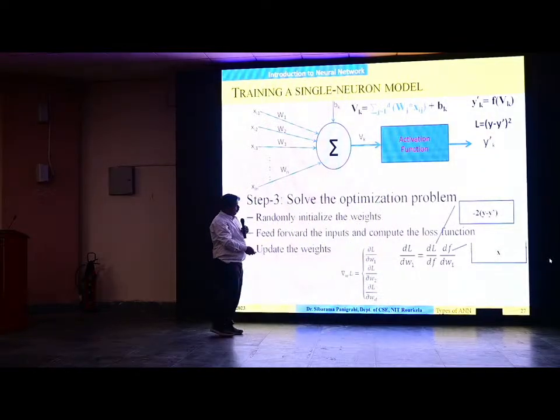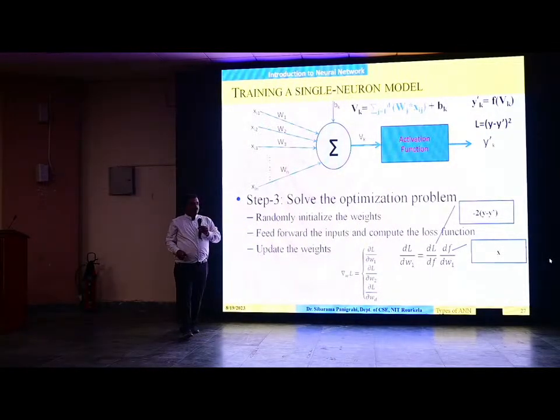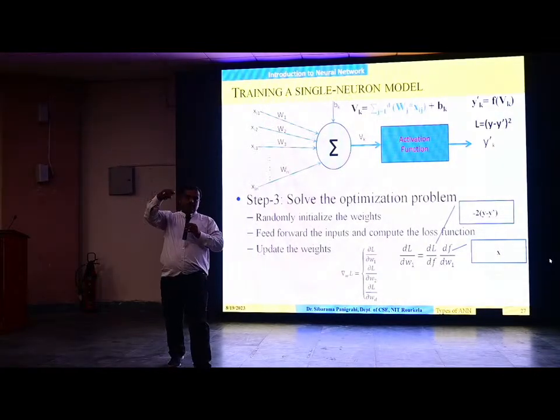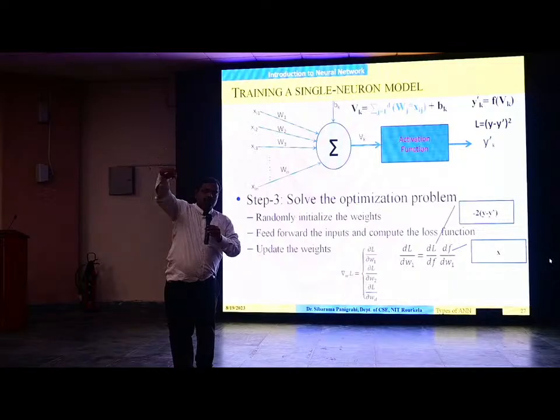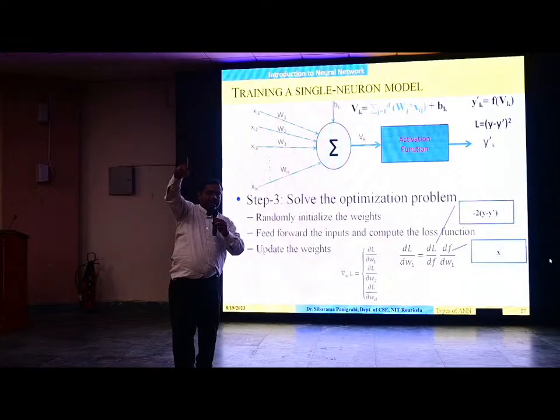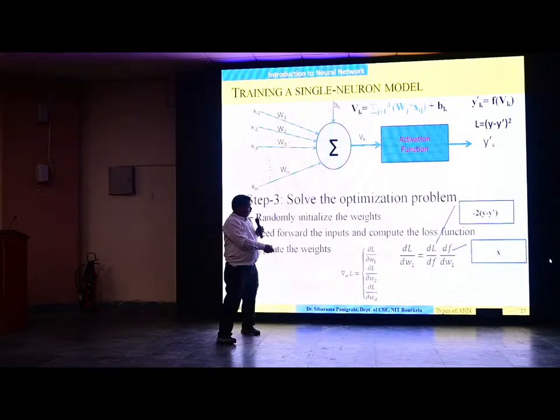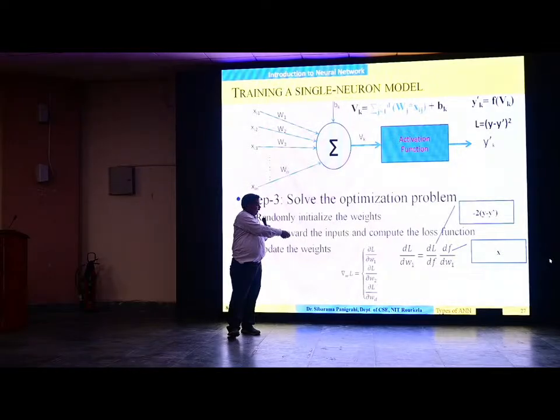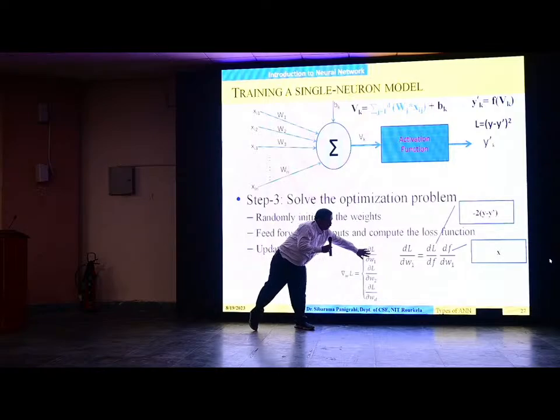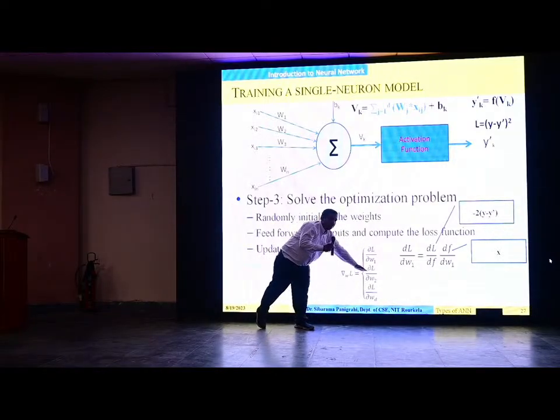Next, dou f by dou w, what will you get? F is applied on W transpose X plus B. So dou f by dou W of W transpose X plus B: B will be a constant, it will be removed. Dou by dou W of W transpose X means you will get X. So if you use simple derivative rules, you can get it. So I have got minus 2 into y minus y dash into X. This is the value of dou L by dou W1. Similarly, I can get all the values.